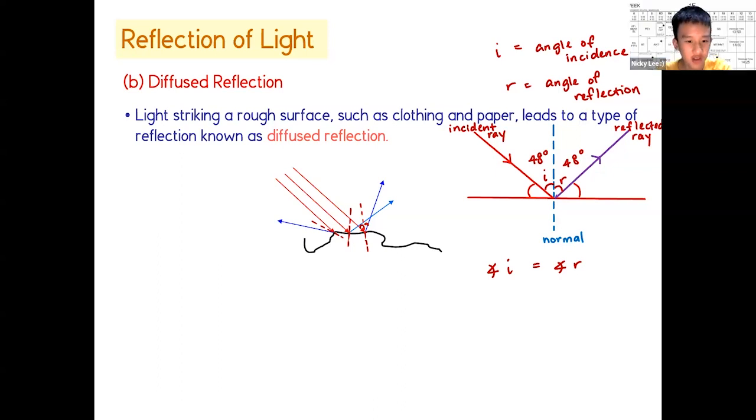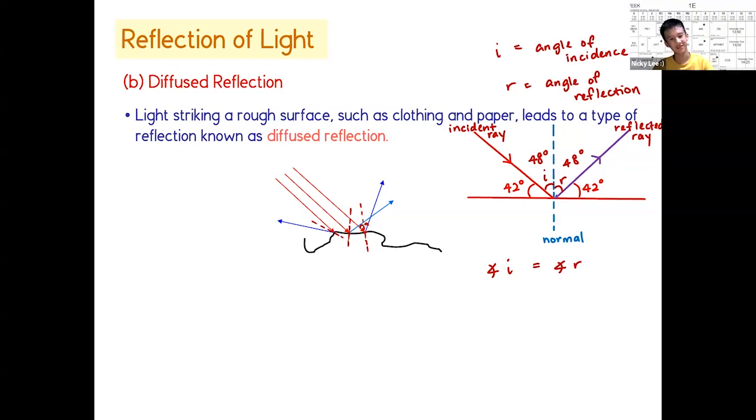19 minus 48, I think it's 32 or 42. Yes, 42. Okay, so this is 42 degrees. This must be 42 degrees also. Y'all know this, right? Yes.